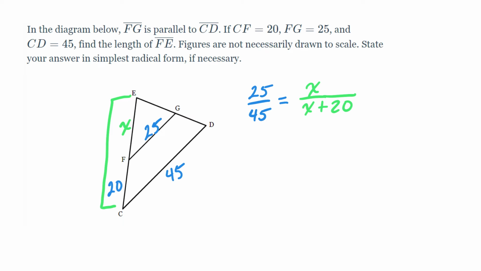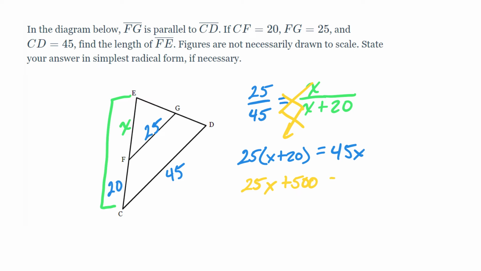Once we've done that, we've got our proportion set up, and we are going to cross multiply just like this. This gives us the result of 25 times X plus 20 equals 45X. Now, at this point, we are going to distribute the two terms. And 25 times 20 is going to be 500. So we are to this point.